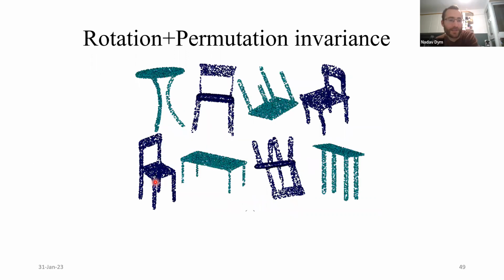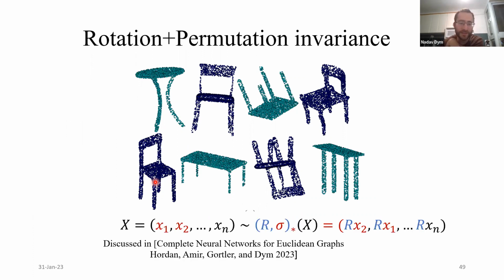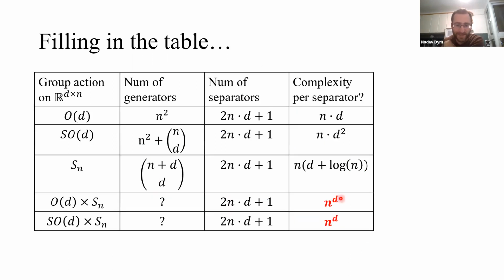So we talked about various rotations and various permutations. If you want to do both of them together, you can do that. This is a separate paper. It's a little bit more complicated and a little bit more pricey. It takes about n to the d.